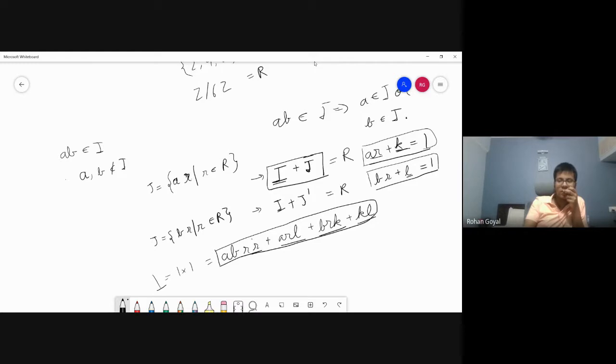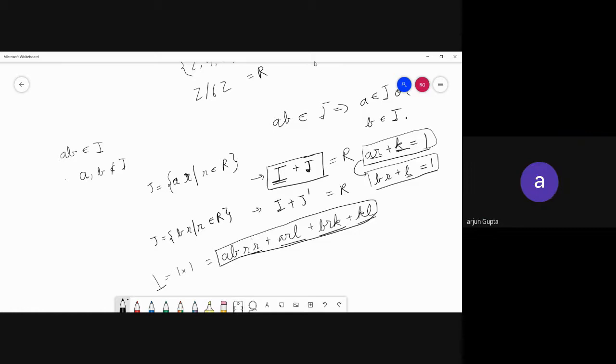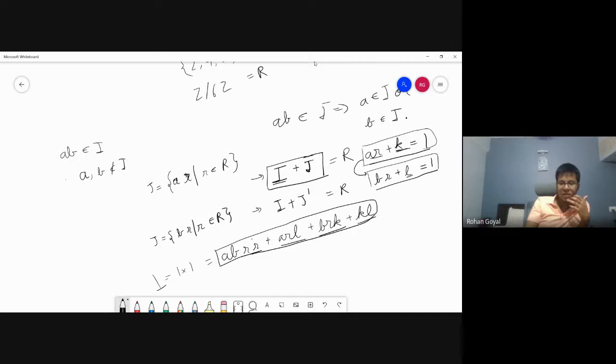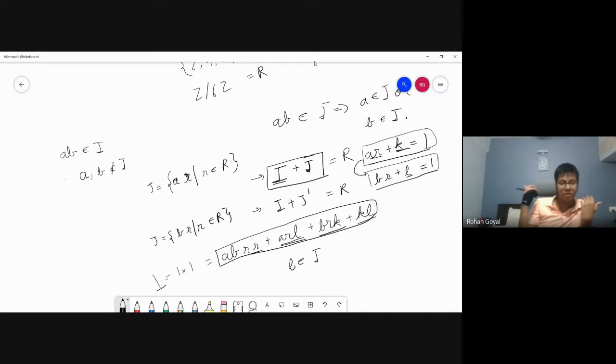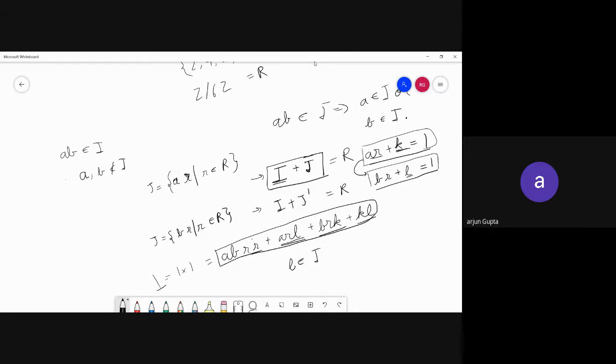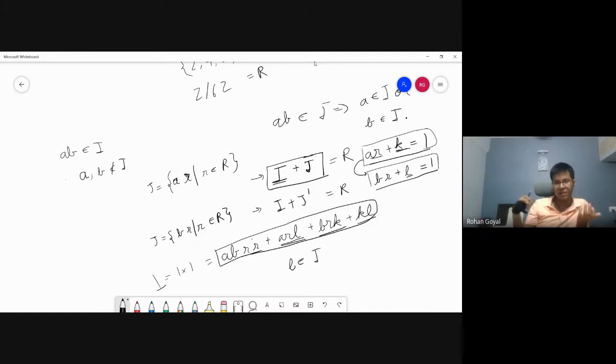I mean, the product of these two elements, I just multiplied them. I said 1 into 1 is 1, and then I expanded the product. But why is ARL and BRK in I? L is in I, and you can scale by any element of the ring. But A is not in I, right? A is not in I, A is an element of the ring. It's obviously an element of the ring, right? You can scale by elements of the ring is the point in an ideal.